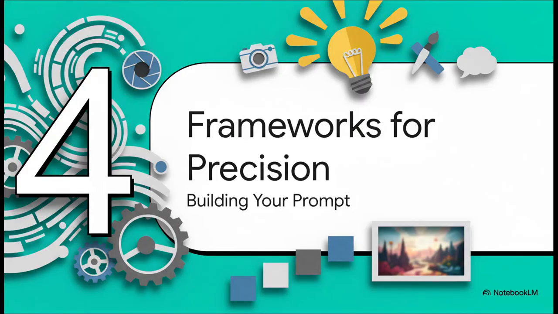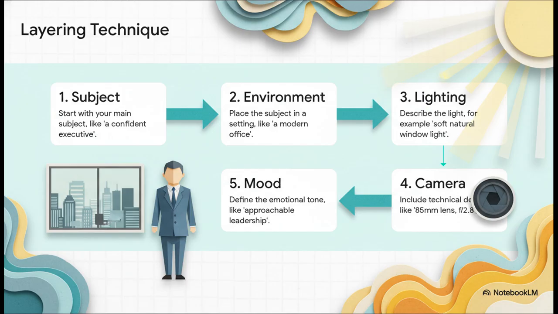So, now that we know all the ingredients, let's look at a few recipes for putting them together. How do you actually structure all these elements into a prompt that the AI can easily understand and actually execute on? A really intuitive way to start is with this layering technique. As you can see, you just start with your subject, a business executive. Simple enough. Then you layer on the details. Put them in an environment, add the lighting, choose your camera settings, and finally, define the mood, something like confident and approachable. You just build the complexities step by step.